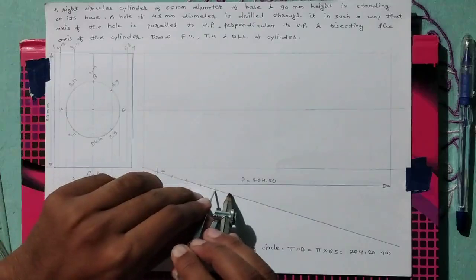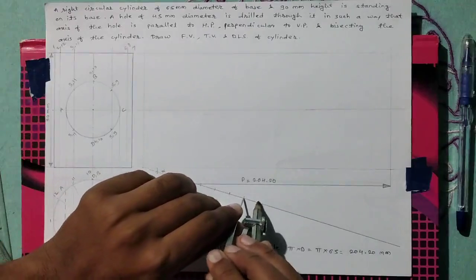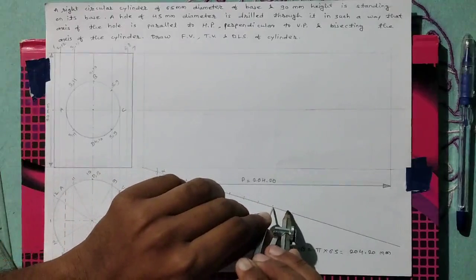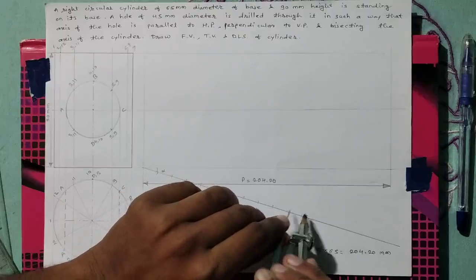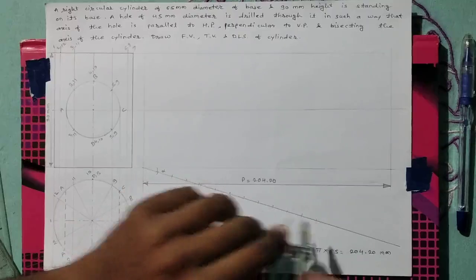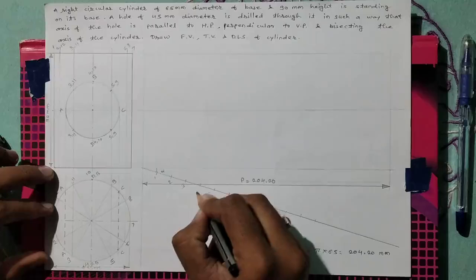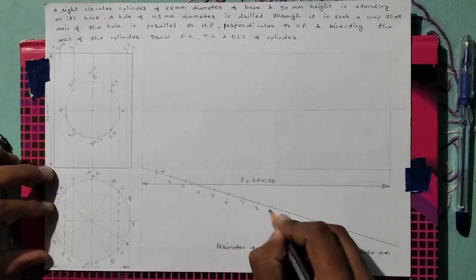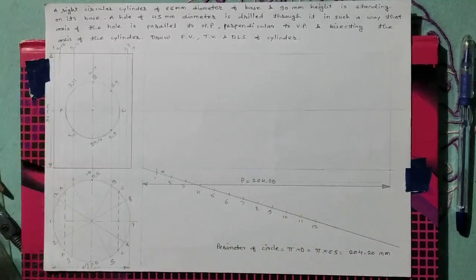5 6 7 8 9 10 11 and 12. Name these points: 1 2 3 4 5 6 7 8 9 10 11 12.